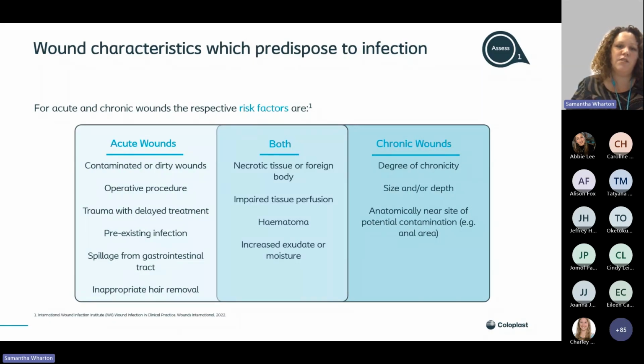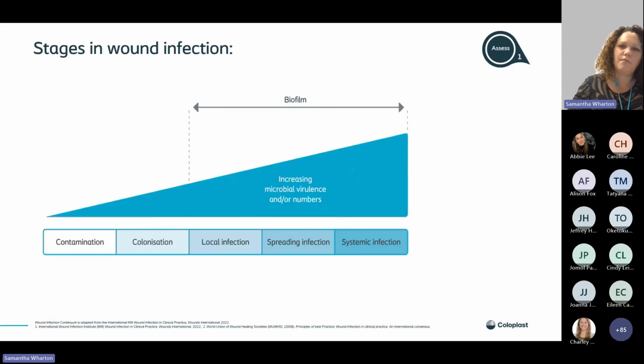A chronic wound, so what's going to make that more predisposed to infection? Well, how long has it been there? The longer it's there, the more chance there's going to be infection, and definitely there will be biofilm there. The size and the depth of the wound and where it is anatomically. And then what makes both acute and chronic wounds more susceptible is necrotic tissue or a foreign body being present. What's that tissue perfusion like? Is there a hematoma? And again, that increased exudate or moisture.